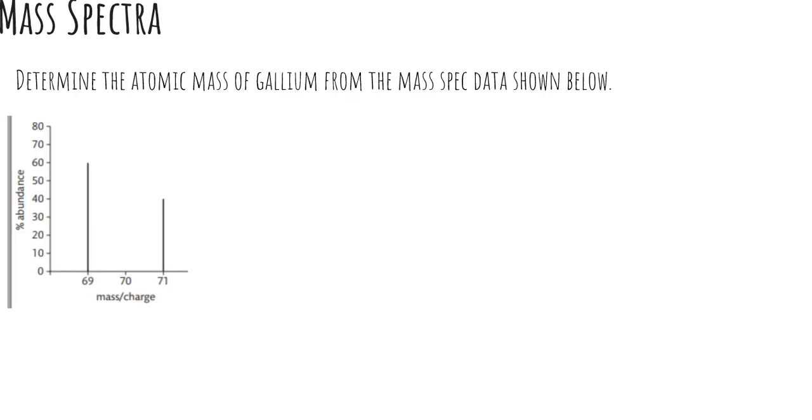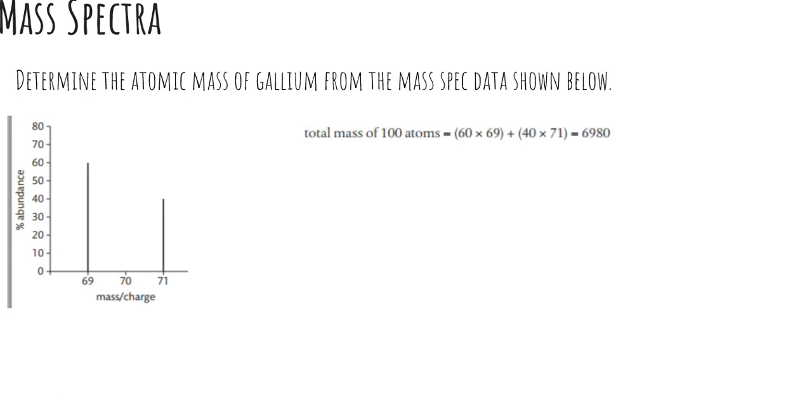Here we have mass spec data, which we'll talk about more in a sec. And it shows us the relative abundance of two isotopes of gallium. One isotope of gallium has a mass of 69, and one has a mass of 71. Now, the one with 69 has an abundance of 60%, while the other one is 40%.